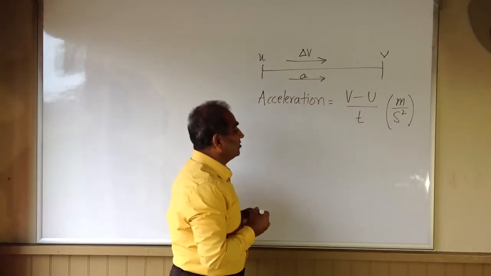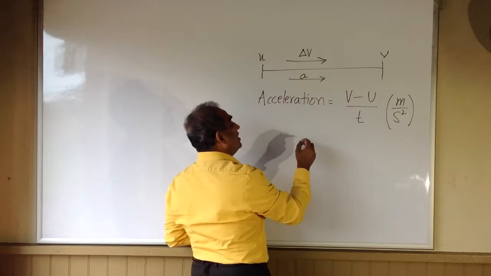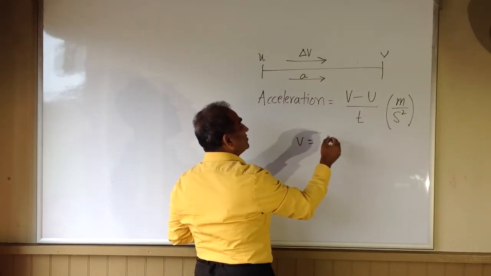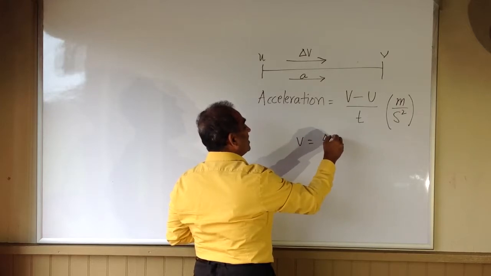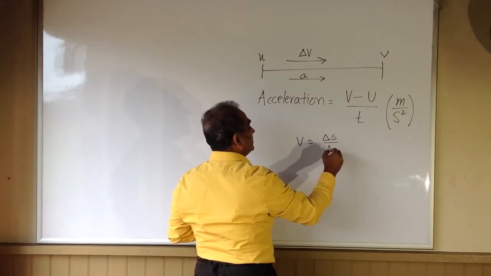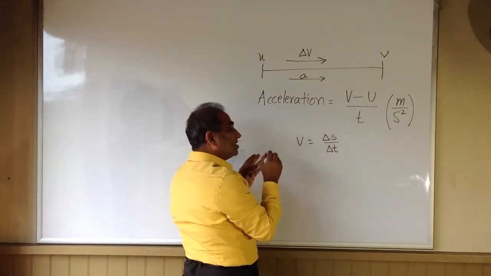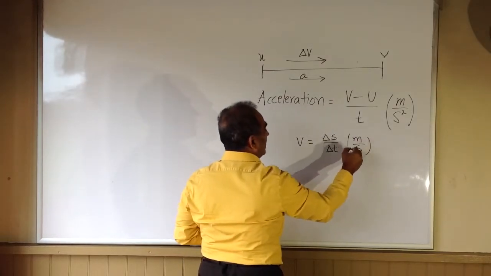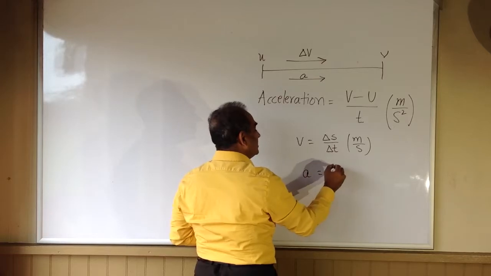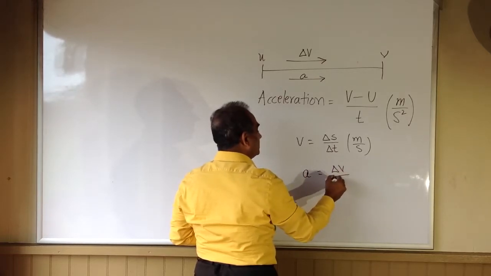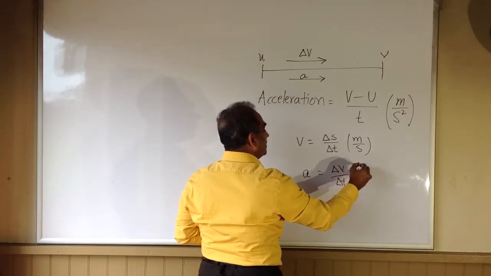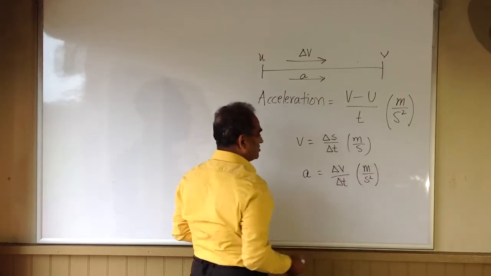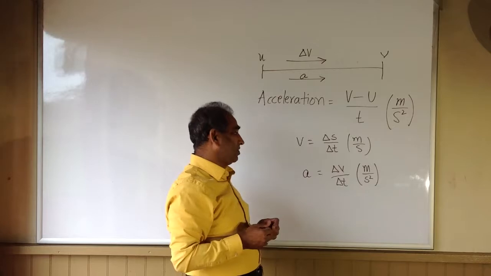Yesterday in the previous class we learned that velocity is equal to the change in displacement, which we'll call delta s, over delta t. This is velocity in meters per second. And acceleration a is delta v over delta t. Remember that delta only stands for change. There's no big deal about it.